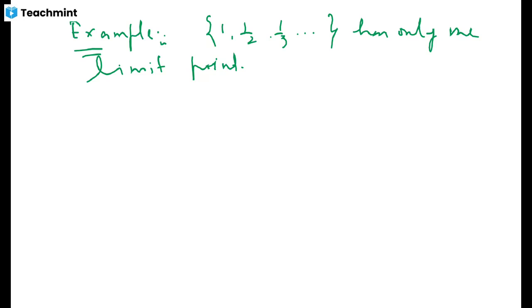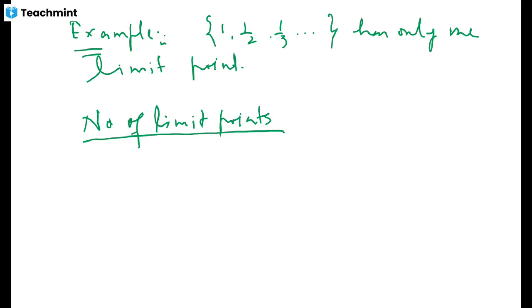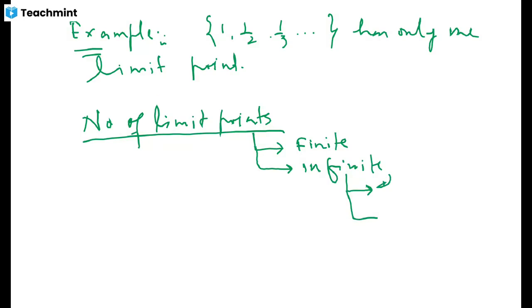There are sets which have zero limit points. There are sets which have a finite number of limit points. There are sets which have an infinite number of limit points. The number of limit points can be finite, including zero, or infinite. Within infinite, there are sets which have only a denumerable number of limit points, and there are sets which have an uncountable number of limit points.